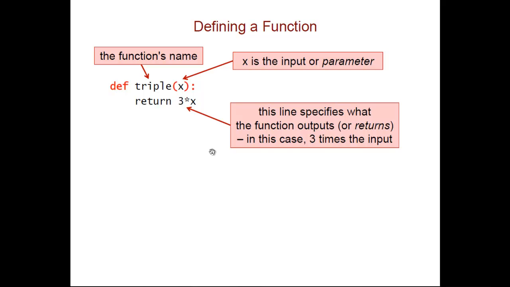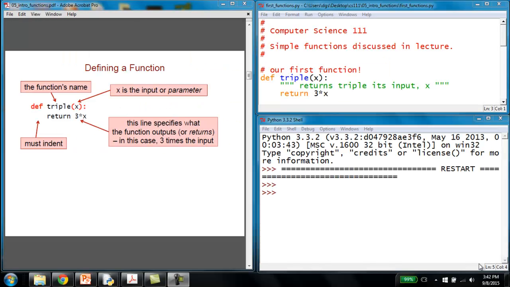Now it's really important that the lines that belong to a function are indented underneath the initial def line. So we always want to indent, and typically we're going to indent 4 spaces. The way that we're typically going to work with functions in this class is to put them in a Python file using a text editor. So here you can see I've got my triple function, but it's in this text editor window that came with the Python distribution. And you can see we get some nice color coding.